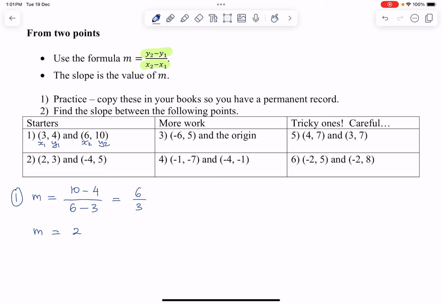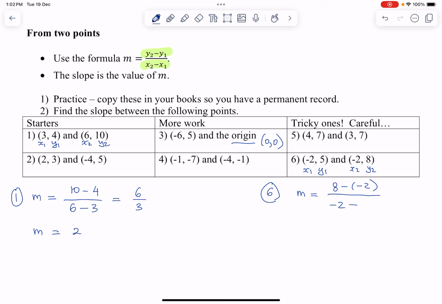You can try the others yourself. Remember, origin basically is just 0, 0. That's where x and y axis intercept each other. You can have a look here for the tricky ones. Let's say number 6. Then you will have m is y2, which is 8, if we call this x2, y2, x1, y1. Minus -2, be careful here. And the x value is x2, -2, subtract.